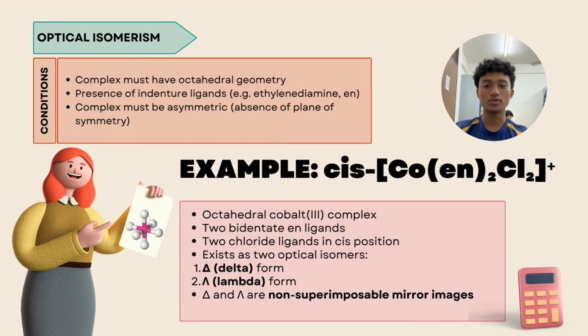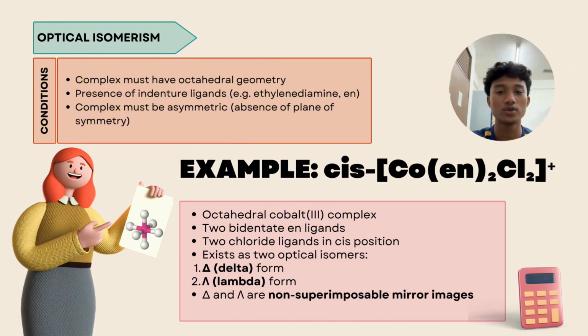For optical isomerism to exist in coordination complexes, three main conditions must be met. First, the complex must have an octahedral geometry. Second, it must contain bidentate ligands such as ethylenediamine. And third, the complex must be asymmetric, meaning it has an absence of a plane of symmetry. Without all these three conditions, mirror image isomers cannot form.